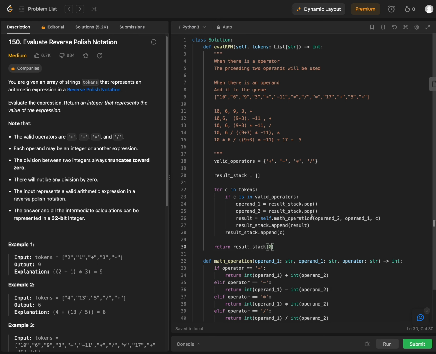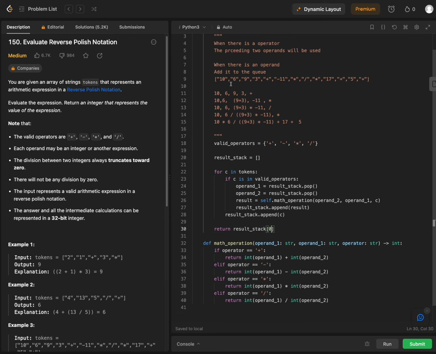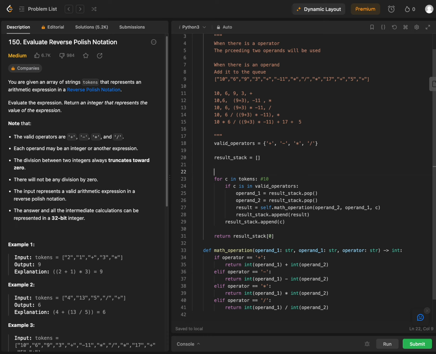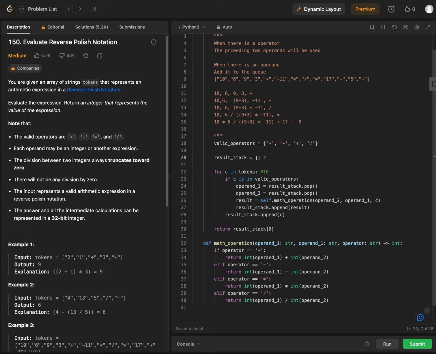Let's take a look at some of my examples. Let's take a look at this very complex example, and then we will run the code once. Firstly we have 10 and 6, right? So 10 is here, it comes in here. 10 is 10 in tokens. For C, this is 10, right? And then we see if C is invalid operators. Nope. So 10 comes in. My stack now is 10, right? Same thing goes for 6, same thing goes for 9, same thing goes for 3.